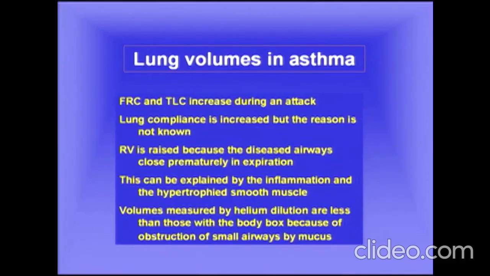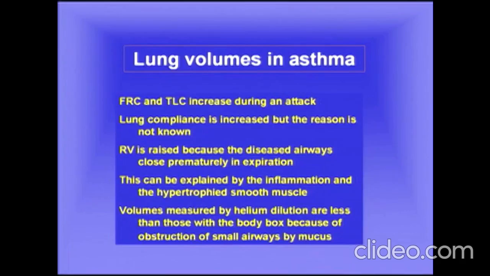Also, interestingly, lung compliance increases, but the reason for that is not known. There's nothing wrong basically with the lung parenchyma in asthma. If you look at the histology of the alveolar tissue, there's nothing particular to be seen. So it's not at all clear why the lung compliance is increased. It's been suggested that this may have to do with changes in surface tension, although I don't know that that's the complete explanation.